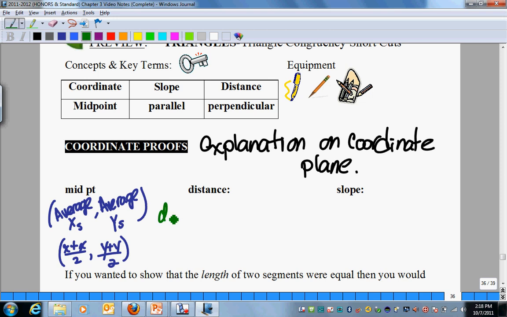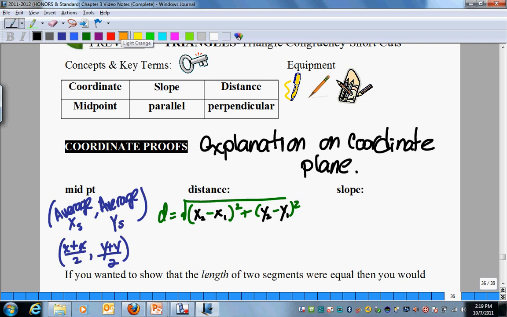The distance equation is you subtract the x's, square it, plus subtract the y's, square it. Technically it's x2 minus x1 squared plus y2 minus y1 squared. But it really doesn't matter which one's x1 and which one's x2. What does matter is the direction you subtract.